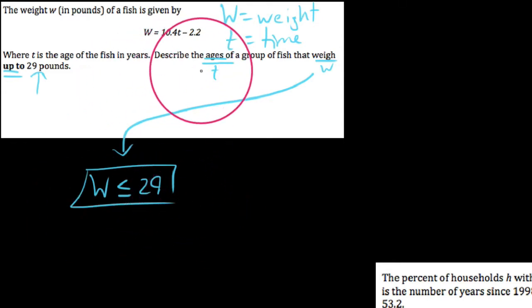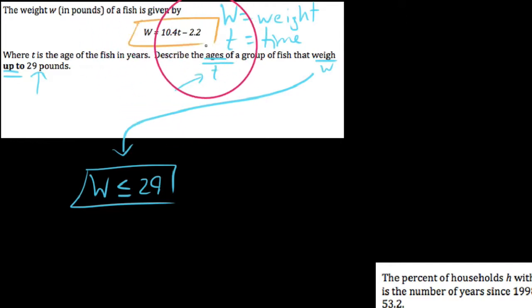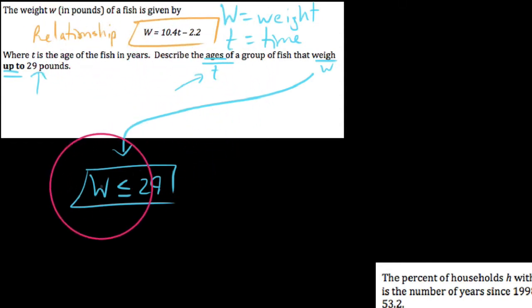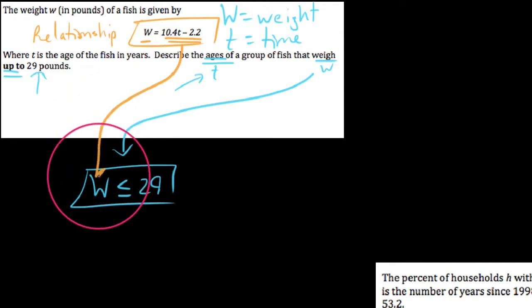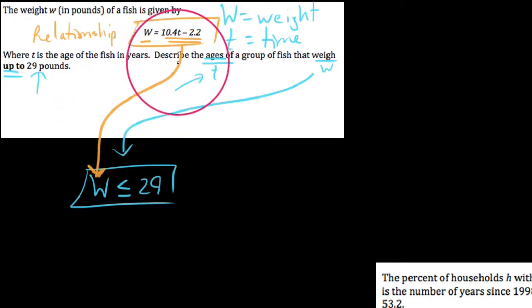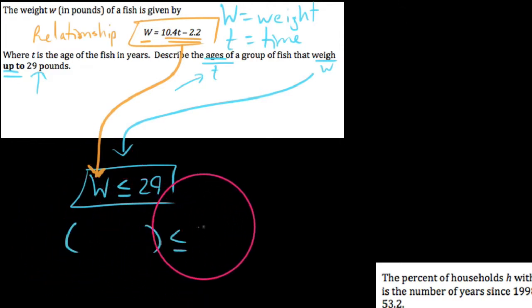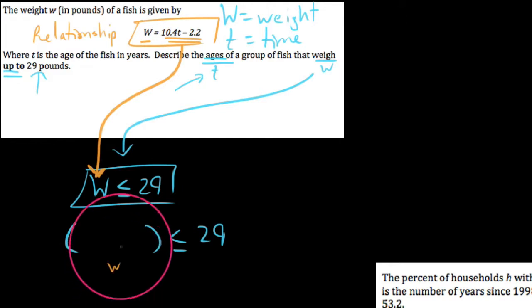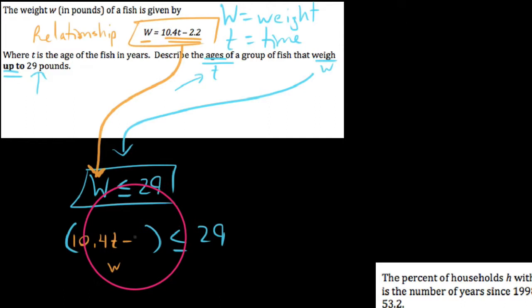But what they want is for us to describe the ages of a group of fish. The nice thing is we have a relationship between the weight of a fish and the age of a fish. So if I know that W is less than or equal to 29, but W is actually equal to this statement right here, then we can substitute this W statement in using T instead. So really, instead of W now, we're going to write 10.4 T minus 2.2.